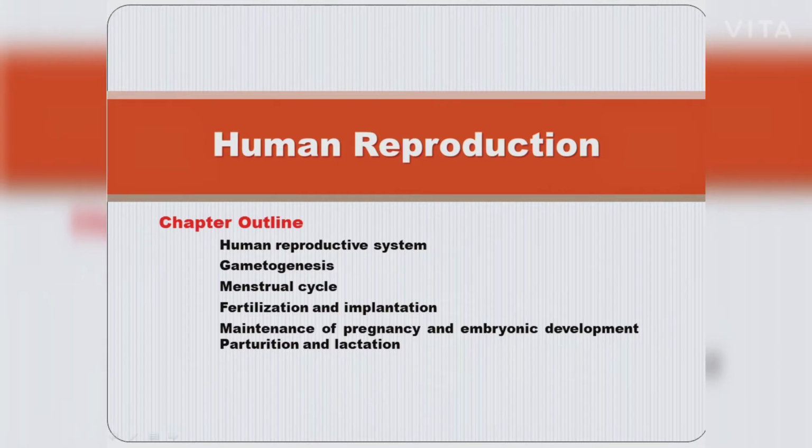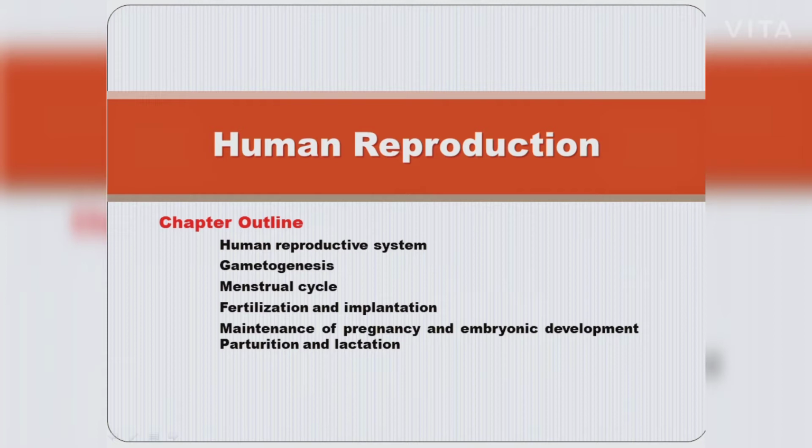Hello students, today in zoology, second lesson: human reproduction. Human reproductive system, gametogenesis, menstrual cycle, fertilization and implantation, maintenance of pregnancy and embryonic development, and at last parturition and lactation is the outline of this lesson. The human reproductive system is essential for the survival of the species.